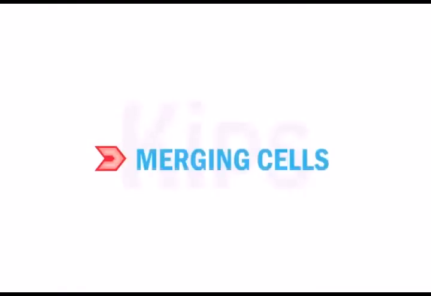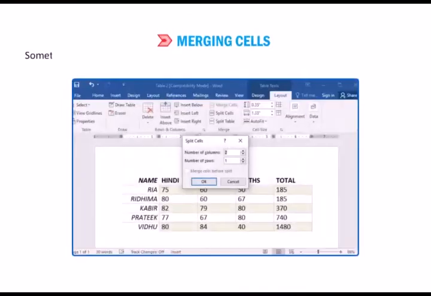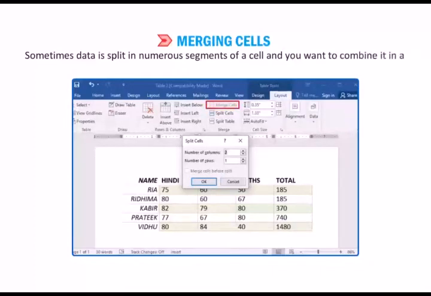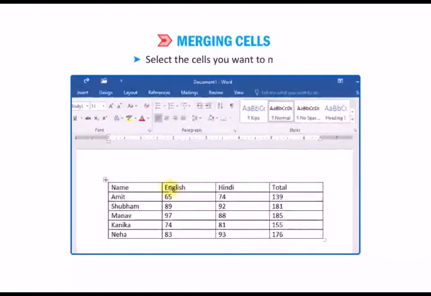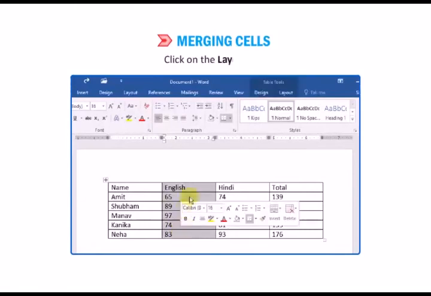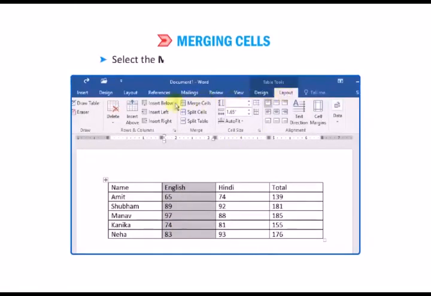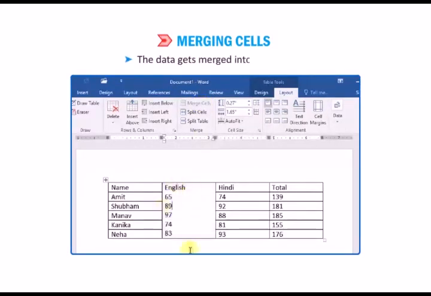Let us talk about merging cells now. Sometimes data is split in numerous segments of a cell and you want to combine it in a single cell to give it a better look. Merging the cells provides a way to consolidate data in one cell. Select the cells you want to merge. Click on the Layout tab. Select the Merge Cells button in the Merge group. The data gets merged into a single cell.